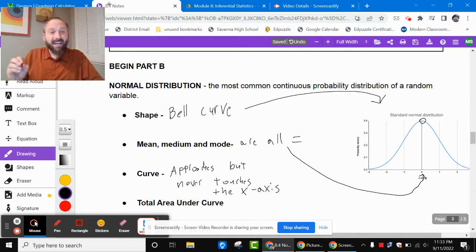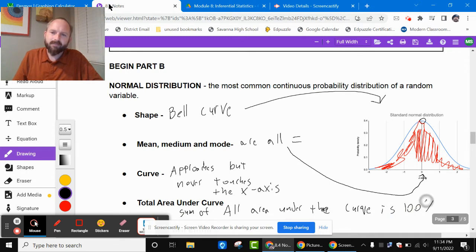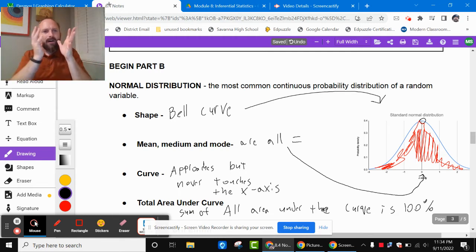Next up, and finally, all of this data underneath the curve, all the data underneath, filling it all in, not just parts that I scribbled, all of the area, the sum of all area under the curve, is 100%. That's just like the probability model we had before. The sum of all the outcomes we could have is equal to 100%. All right, let's continue.